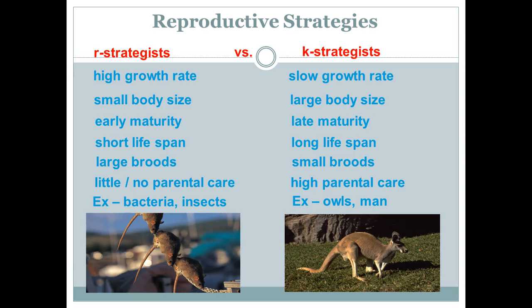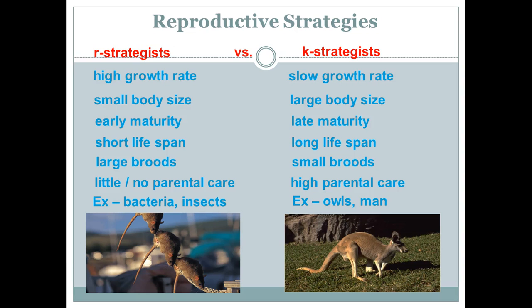It has to do a lot with reproductive strategists. K strategists have slow reproductive or biotic potential, and R strategists have high biotic potential. R strategists, think of rats; K strategists, think of kangaroos. R strategists have high growth rates, small body size, early maturity, short lifespan, large broods, and they give no maternal care, or a little bit of maternal care, basically.